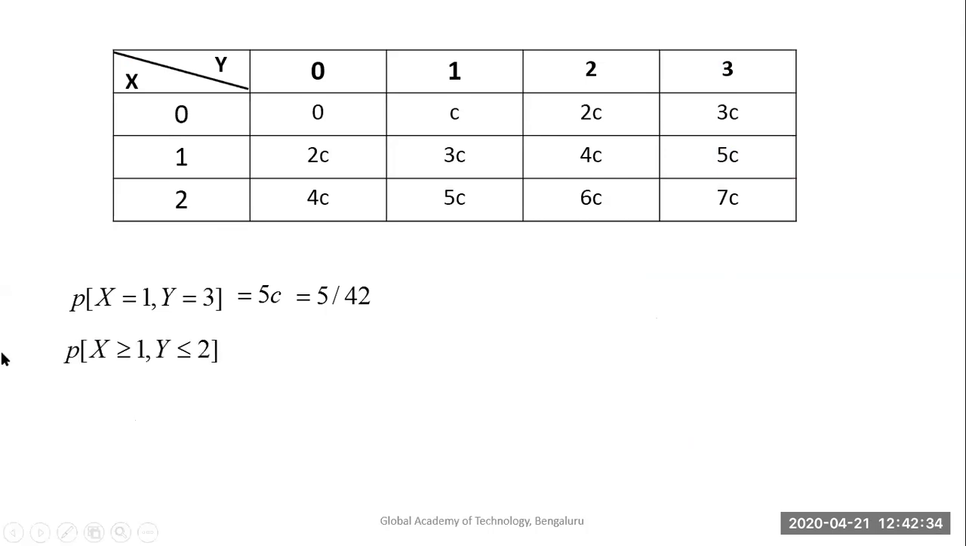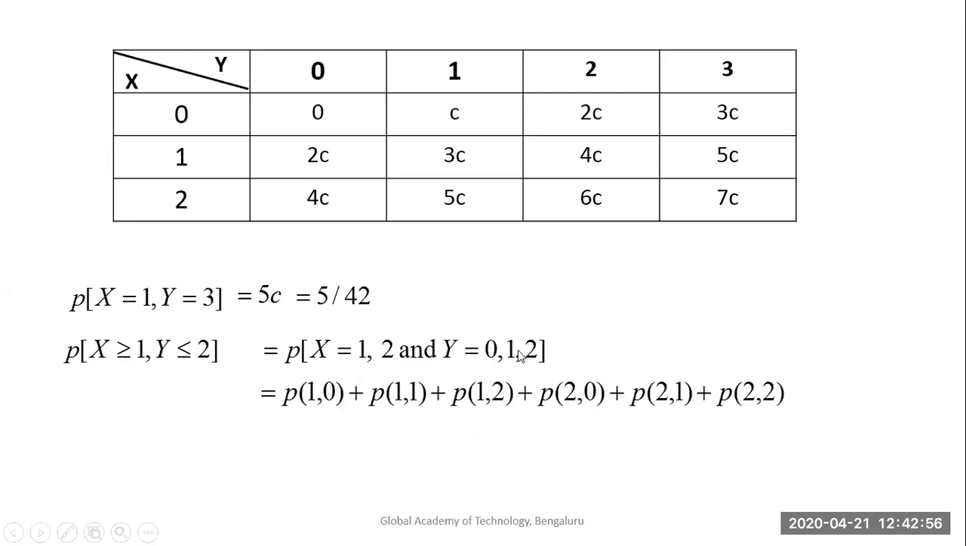So next we want the probability that x takes the value greater than or equal to 1 and y takes the value less than or equal to 2. X is greater than or equal to 1 means x takes the value 1 and 2. Y is less than or equal to 2 means y takes the value 0, 1 and 2. Now take all the possibilities. X is equal to 1, y equal to 0. X equal to 1, y equal to 1. X1, y2. Similarly, x2, y0. X2, y1. X is 2, y is 2.